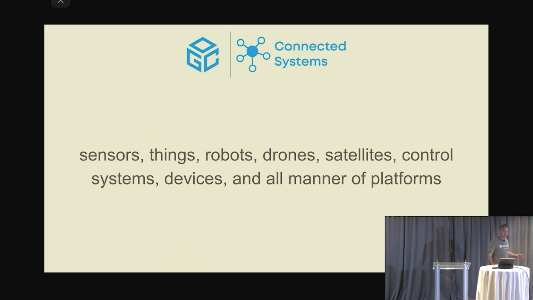And when I say systems, we mean sensors. We mean things. We mean robots, drones, satellites, control systems, devices, and all manner of platforms. And I know the geospatial community tends to take the data once it's off the system, and then we call it geospatial data. All that data is being collected by a system, even if the system is a human with a GIS. There's lots of humans with a GIS, and they can constitute a system.